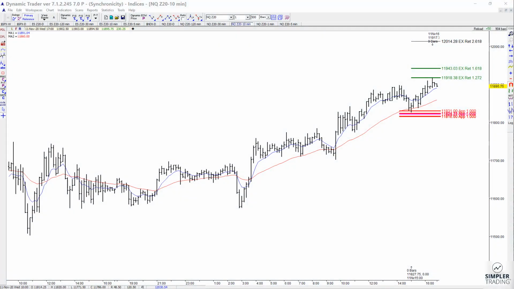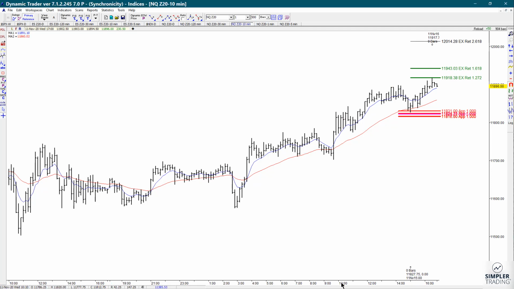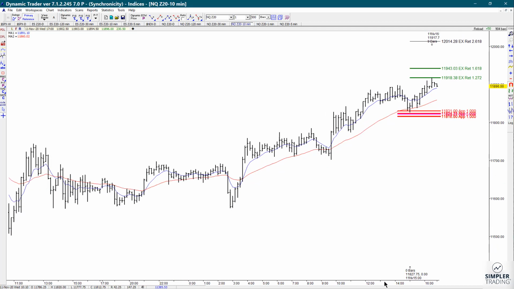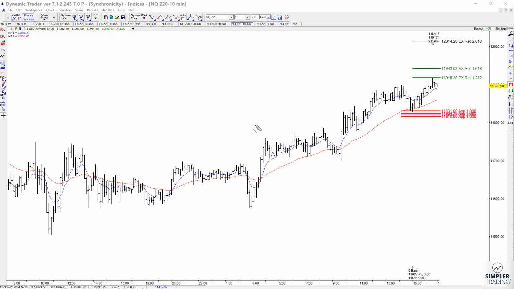In today's video, I'm going to take a look at a textbook example that occurred in today's market in NASDAQ futures. And again, how you're supposed to trigger an entry. So basically, this is on a 10-minute chart of NASDAQ. And the general pattern was higher highs and higher lows.